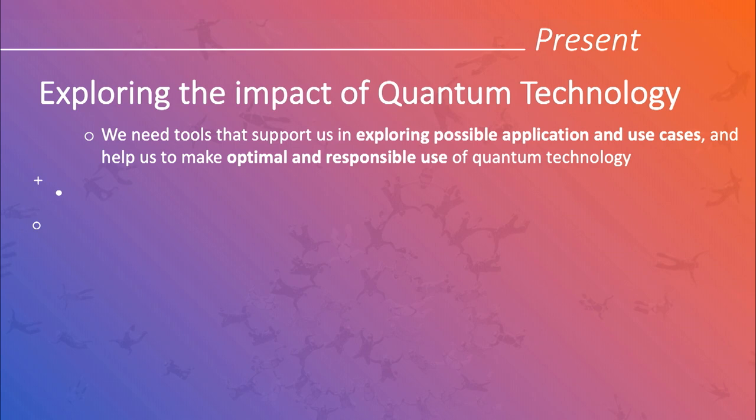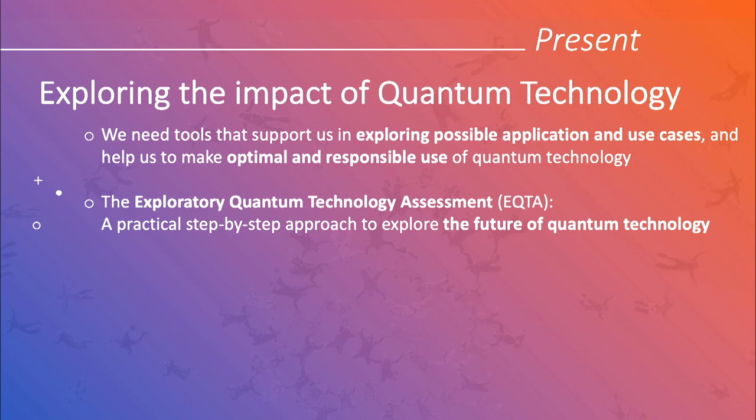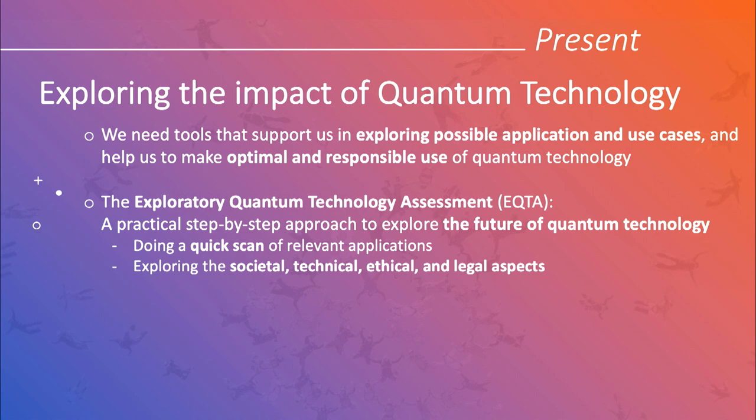Now, in the Netherlands, we made a first preliminary step in developing such tools with the Exploratory Quantum Technology Assessment, the ECTA. And the ECTA is a step-by-step approach that organizations can use to explore the future of quantum technology from their perspective, so either as a potential user or in response to use by others. And the ECTA guides this exercise in three steps. So first, the first step is doing a quick scan of relevant applications. Then the second step is an exploration of the societal, technical, ethical, and legal aspects of using these applications in practice. And the third step is defining an action plan.